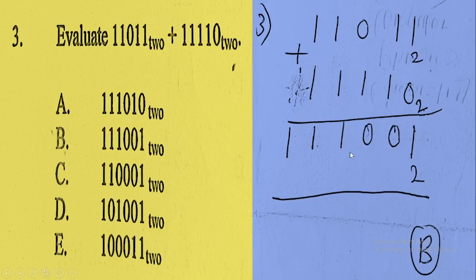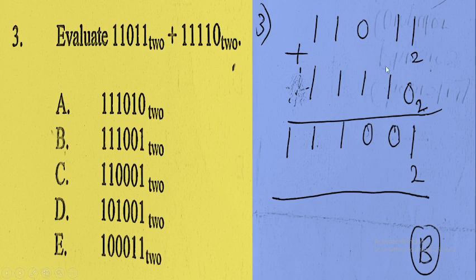So if you move to the next question, we have to evaluate 1111 base 2 plus 11110 base 2. That means this is a binary number. We have to add these two numbers together. This is binary, so we have to add them together and leave our answer in binary as well. And that is why we arrange it like this.